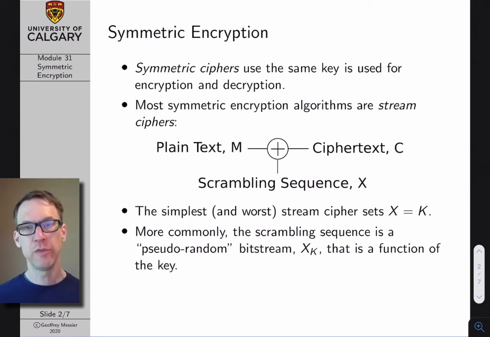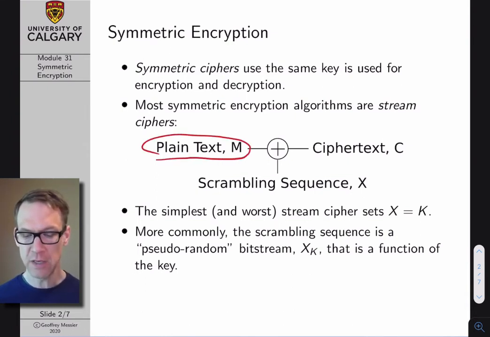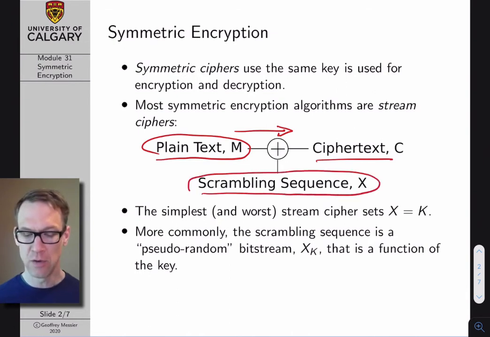Most symmetric ciphers used today are what are known as stream ciphers. Stream ciphers are very simple encryption schemes to implement. They're basically an exclusive OR operator where we take our plaintext message, we feed it through an exclusive OR operator to produce our ciphertext, and to produce the ciphertext, we exclusive OR the plaintext with some kind of scrambling sequence X. Stream ciphers are popular because they're simple, and because they're simple, they're fast.